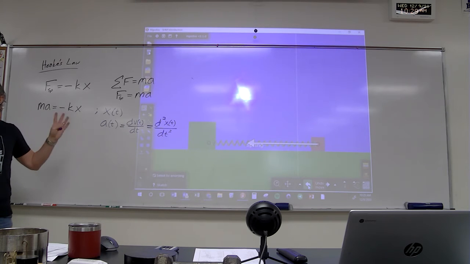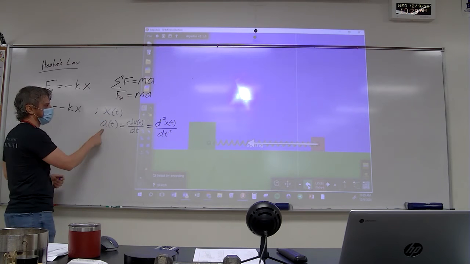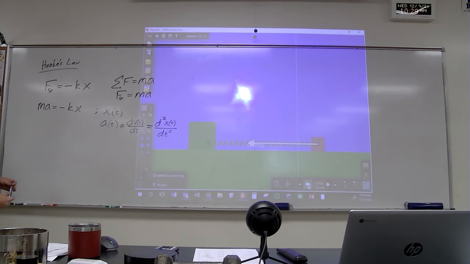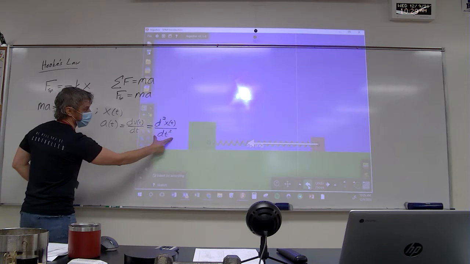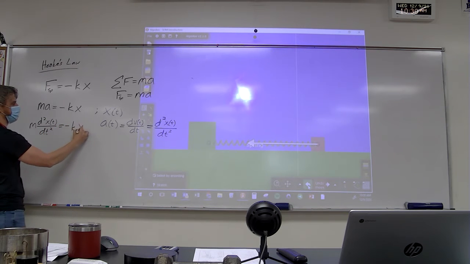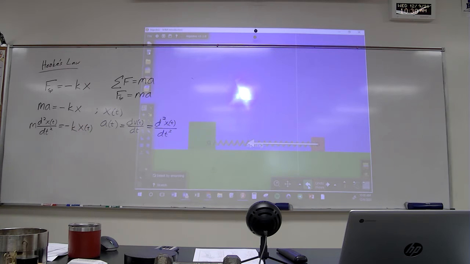You don't have to put the function notation there if you don't want to. I'm emphasizing a point in doing this, in that I really want to show you which factors, which parts of the equation, are actually functions. So you could just put x, a, dv/dt, d squared x/dt squared. You could do that if you want. So what I'm going to do is plug this in right here. I have mass times the second derivative of position with respect to time, and that equals negative spring constant times the position function as a function of time.